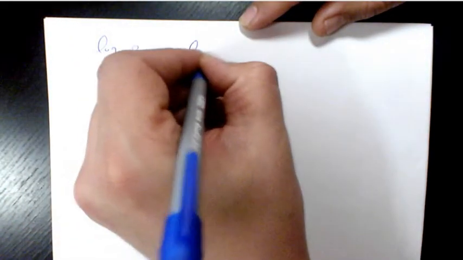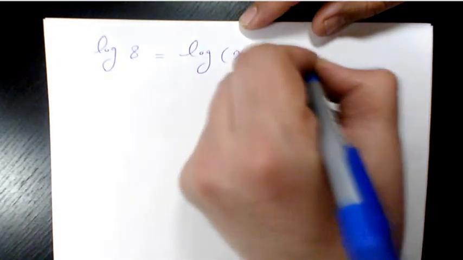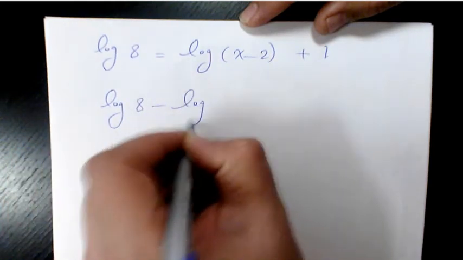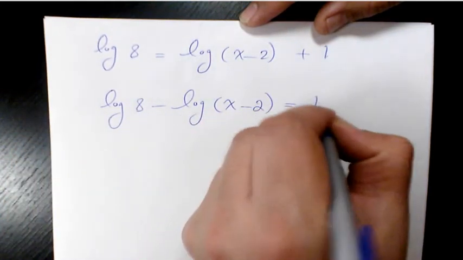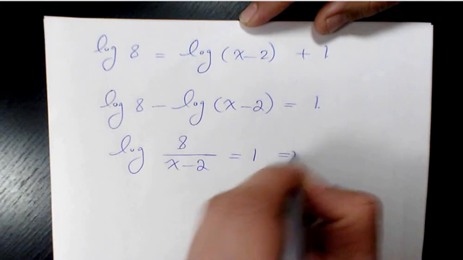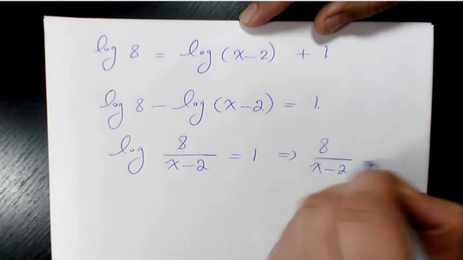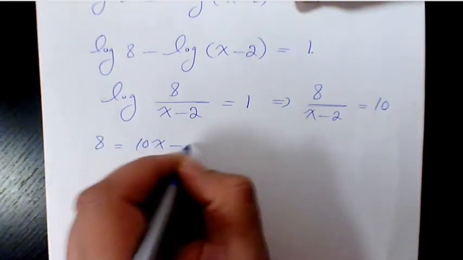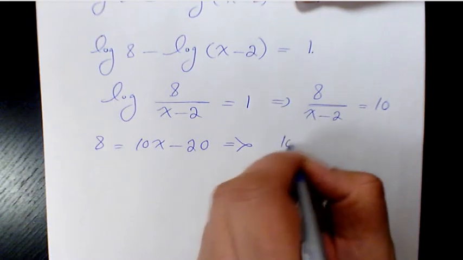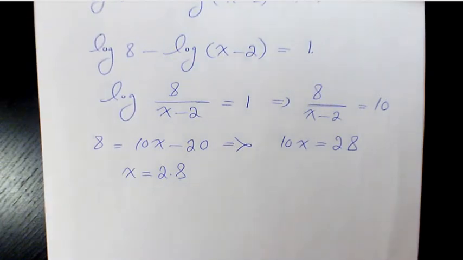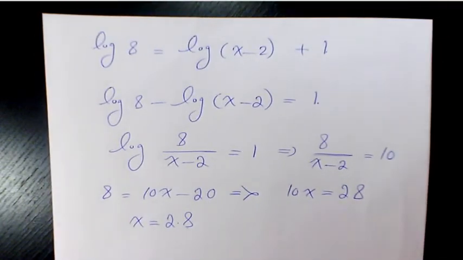Another example is log 8 equals log of (x minus 2) plus 1. You have log 8 minus log of (x minus 2) equals 1. So log of 8 over (x minus 2) equals 1, which means that 8 over (x minus 2) equals 10 to the power 1. So we have 8 equals 10x minus 20. That's going to be 10x equals 28. So x will be 2.8. So this is the final answer.